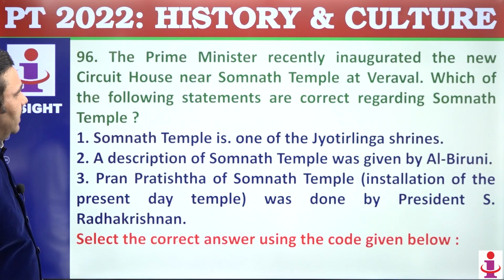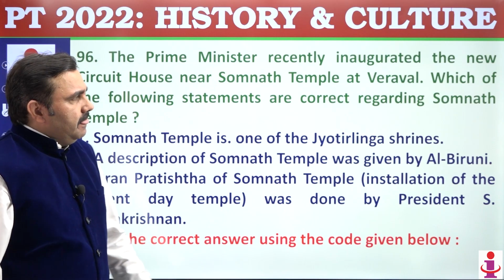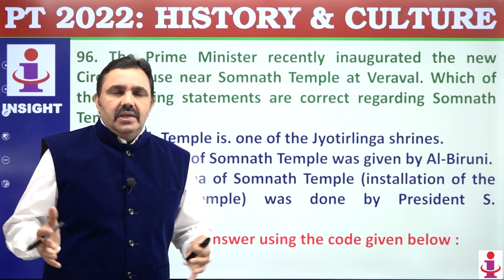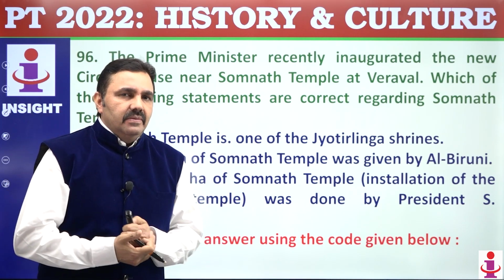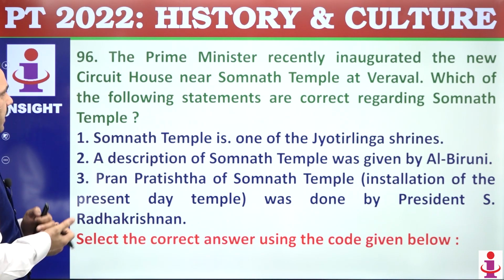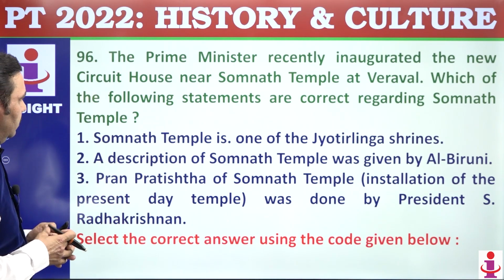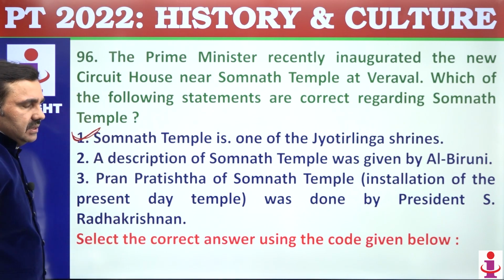The last question here, Prime Minister recently inaugurated a new circuit house near Somnath Temple at Veraval. Veraval is the city or the town where Somnath Temple is located. There is no place called Somnath. Somnath is the name of the temple. Veraval is the name of that place, a town or city you can see here. Which of the following statements are correct regarding Somnath Temple? Somnath Temple is one of the 12 Jyotirlingas.